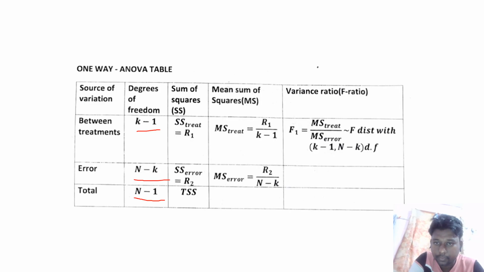This is an example of an ANOVA table, and this is how we can plot problems. The degrees of freedom between treatments is k minus 1, where k is the number of rows or columns in the treatment, and n is the total number of observations in the table. This is very helpful for understanding any problem easily.